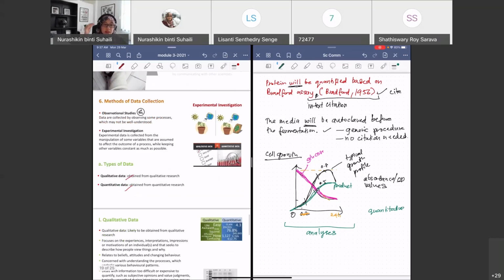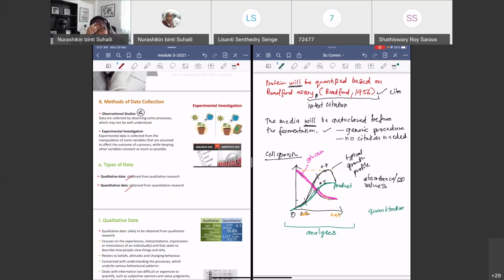But you have to know that there are two types of data, qualitative and quantitative. So some works, some research, will generate qualitative data. For example, if you are studying the morphology of microorganisms, of different bacteria, you want to observe it under the microscope.